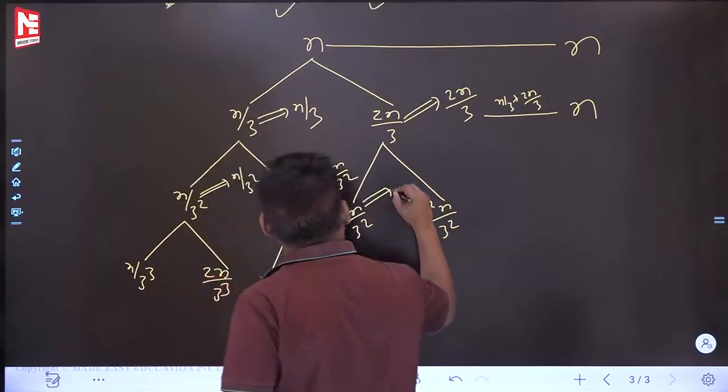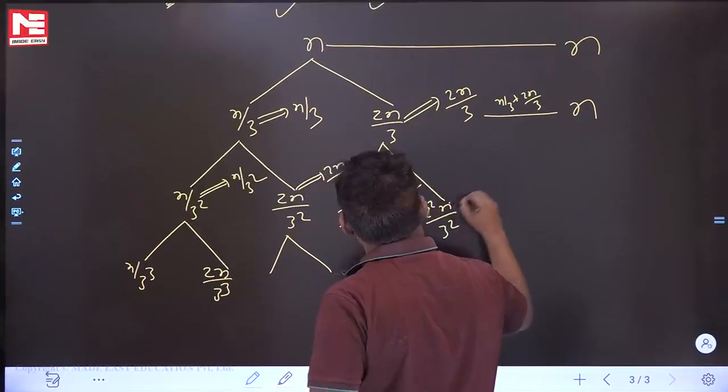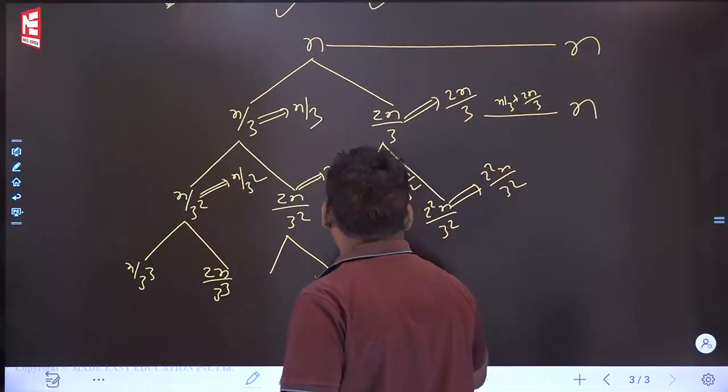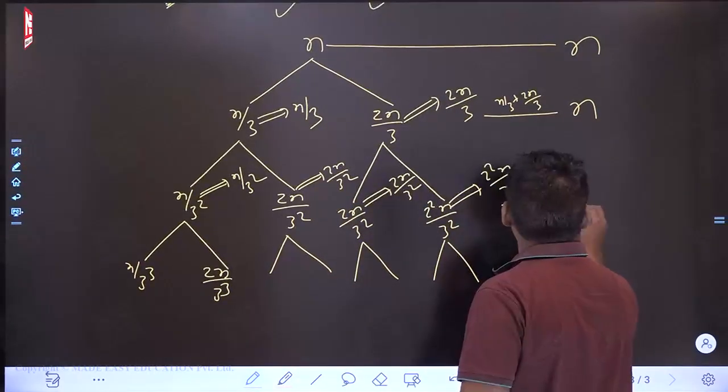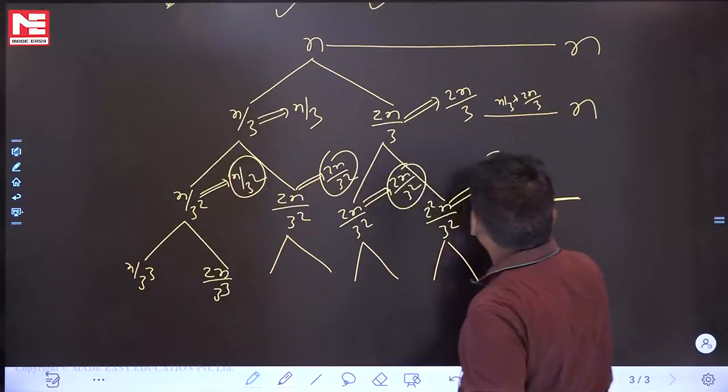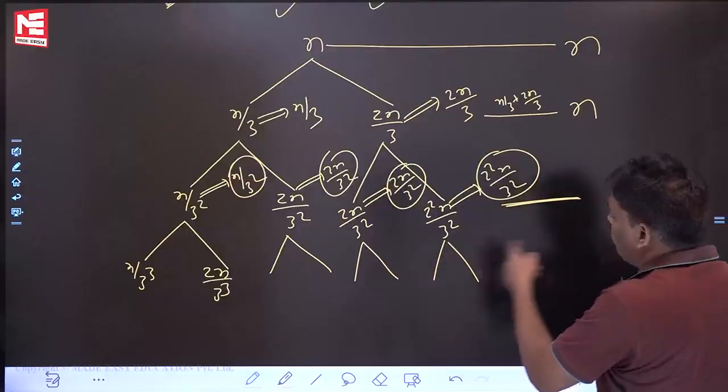This is also the same, 2n by 3 square. This is also the same, 2 square n by 3 square. Like that it is divided. Can you help in a third level cost? Add all the non-recursive terms. This one, this one, this one, this one. All 4 things add.